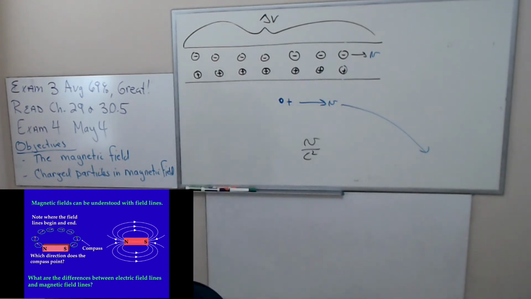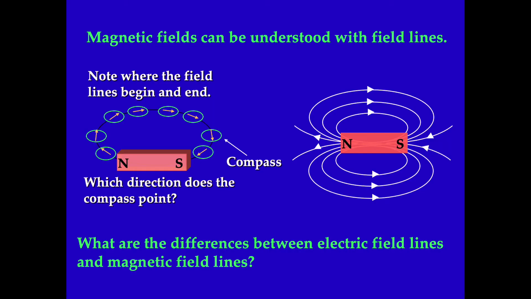I have a picture of how you can map out magnetic fields. I have a bar magnet, and all you need is a compass. You can use a compass to map out the magnetic field due to a bar magnet. The green circles with the yellow arrow in it is the compass. The arrowhead is the north part of the compass. Okay? And the arrowhead tells you the direction of the field.